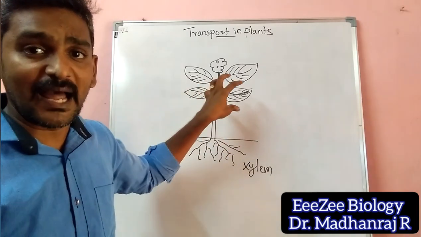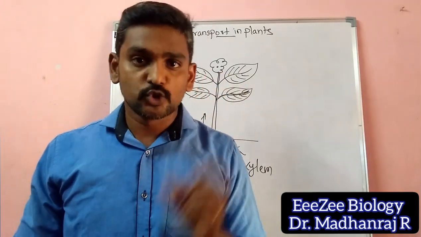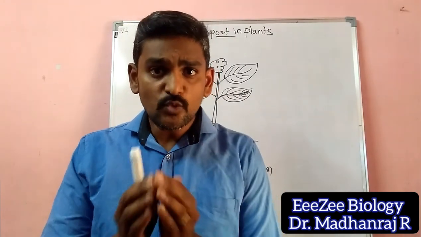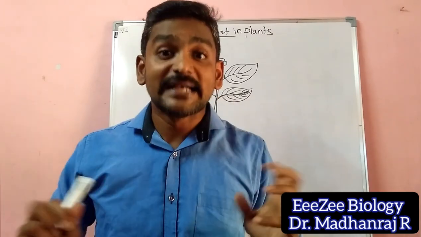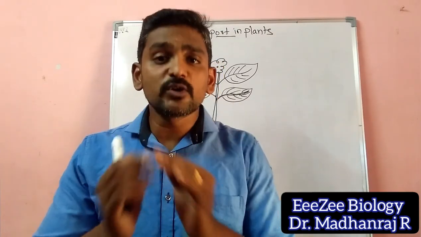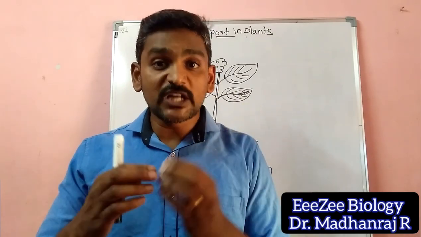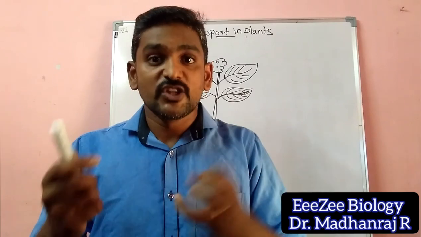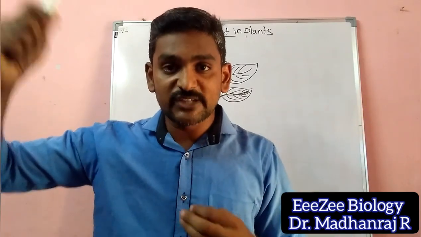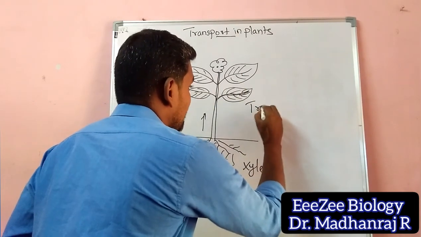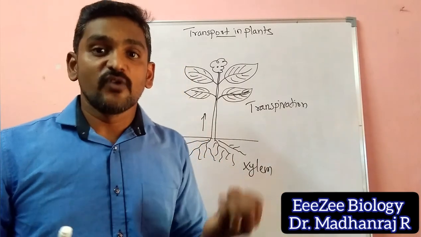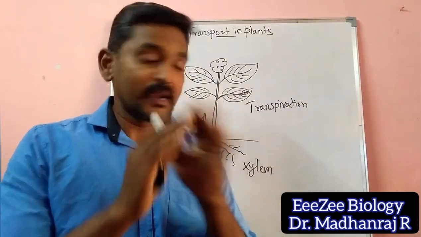Now in the leaves there will be stomata, stomatal openings. As I already explained in the previous session, stomata help in opening and closing so that the exchange of gases takes place. Through the stomatal opening, water is evaporated from the plants in the form of water vapor into the atmosphere. That process is called transpiration. So transpiration means the evaporation of water through the stomatal openings present in the leaves.